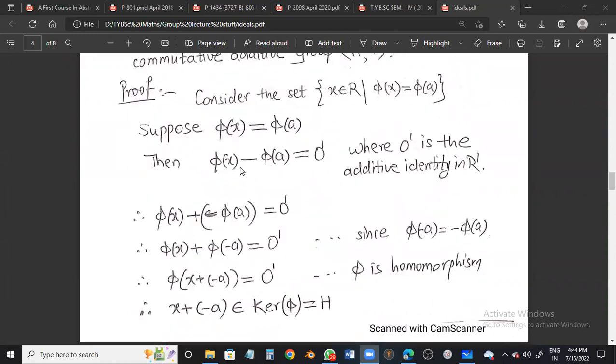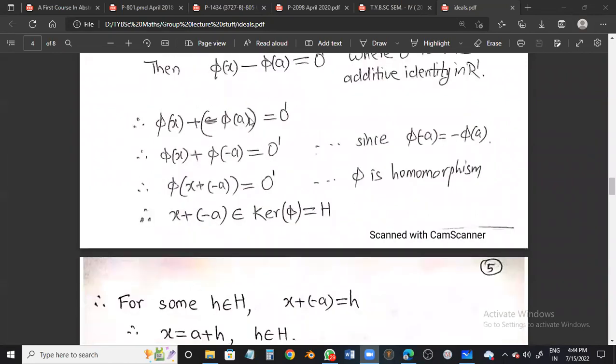Now we are just using our algebra. Phi of a is brought to this side. Next, minus phi of a I can write as plus of minus phi a. Next, minus phi of a I can write as phi of minus a. Why? Because I know this result.